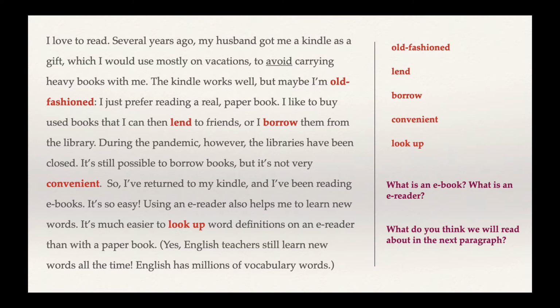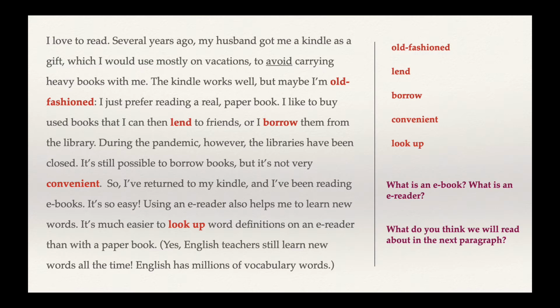In this paragraph, we see the word avoid, which is a vocabulary word from class 11, and then we see this word old-fashioned. You can probably guess what old-fashioned means just by looking at the word parts, old and fashion. And here I give an example of what it means to be old-fashioned, preferring to read a real paper book instead of a Kindle. In the next sentence, I say that I like to buy used books to lend to friends, or I borrow them from the library.